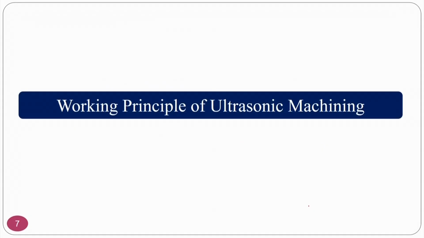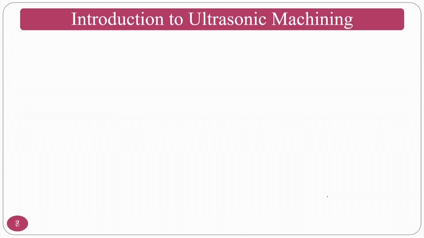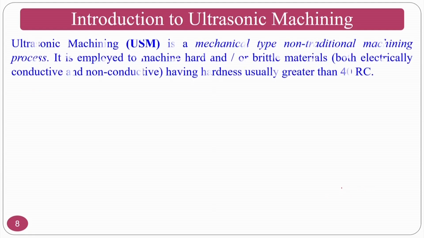Coming to the working principle of the ultrasonic machining process. So, the introduction to ultrasonic machining. Ultrasonic machining is a mechanical type of non-traditional machining process. As I said in the first slide, it is one of the non-traditional or advanced machining processes. Normally this is employed to machine hard and brittle materials.